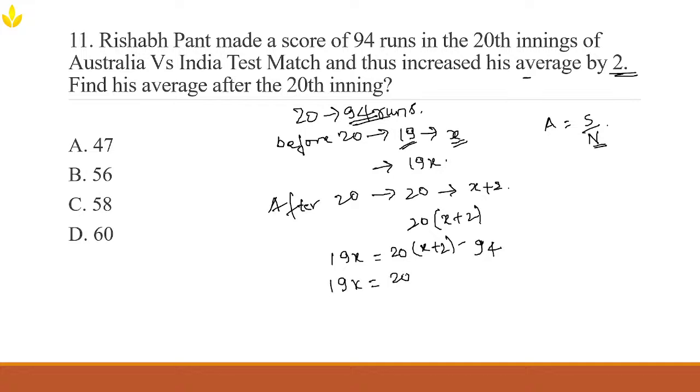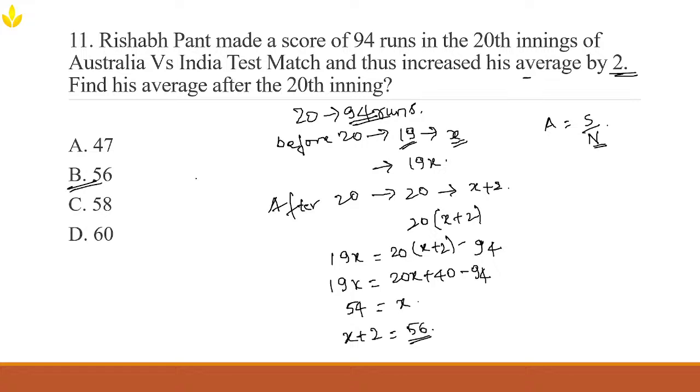19x is equal to 20x plus 40 minus 94. So this will be equal to 20 minus 19, that is nothing but x. So 94 minus 40 gives you 54. So after the 20th innings, the average will be increased by 2, that is nothing but 56 runs. So option B is the correct option.